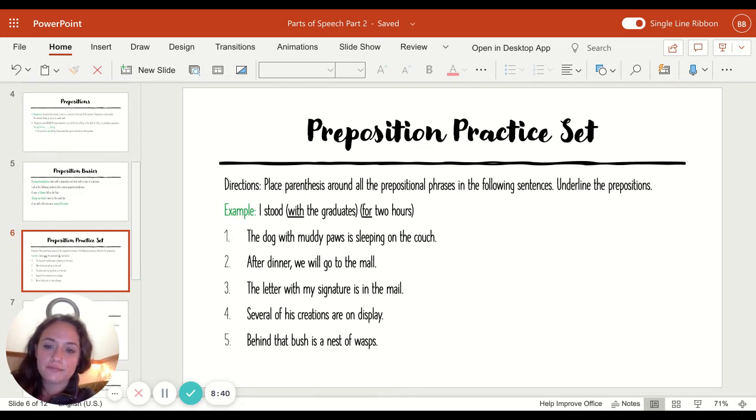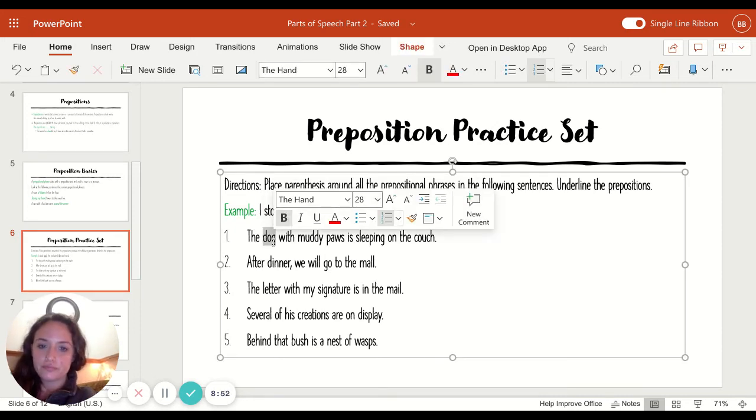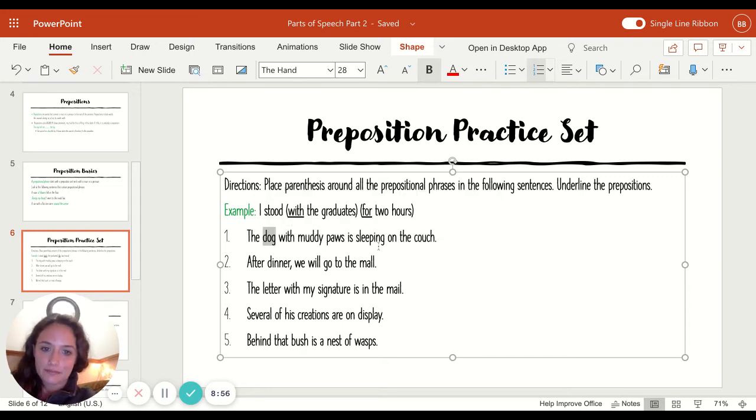So let's do number 1. The dog with muddy paws is sleeping on the couch. So we know our subject is dog, right? That's our first noun. The dog is sleeping. Okay. So we could just say the dog is sleeping.